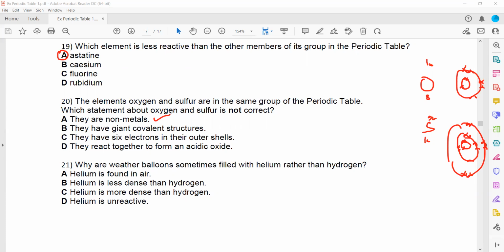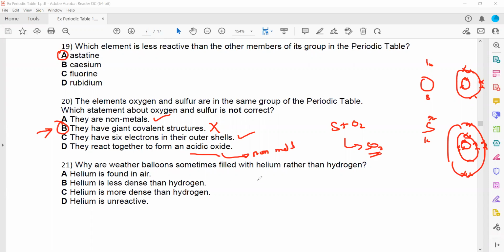They are non-metals, that's true. They have a giant covalent structure? They don't have a giant covalent structure. That is not the right statement. They have 6 electrons in the outer shell, that's true. And they react together to form an acidic oxide or non-metal oxide. That's true, because sulfur reacting with oxygen gives sulfur dioxide, which is a non-metal or acidic oxide. So statement B is not correct. A giant covalent structure is valid for group 4 elements like carbon and silicon, not for group 6.